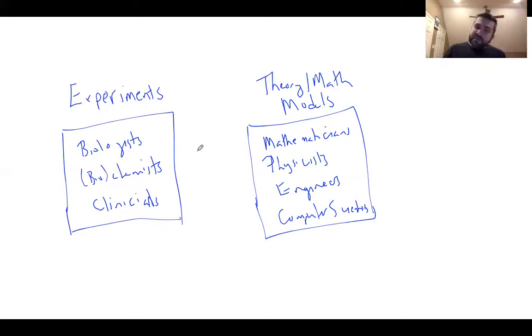But the directionality is not one way. Ideas from biology also can inform the theory and the math. Biology poses complex problems that inspire new computational techniques, that require you to develop new computational techniques.